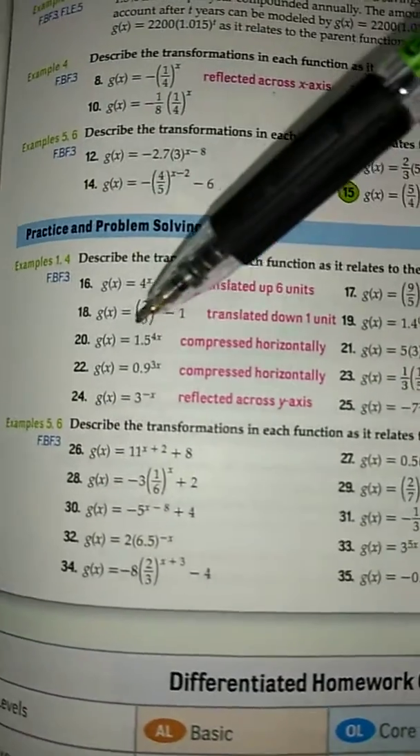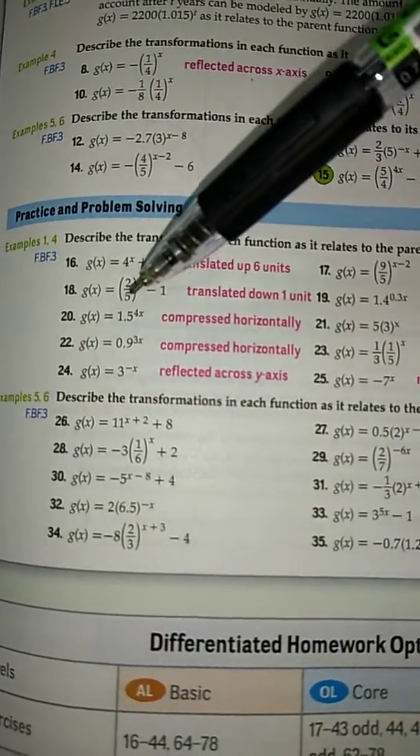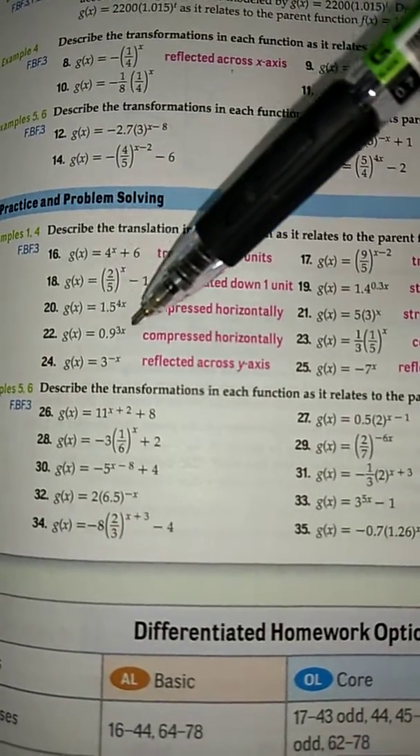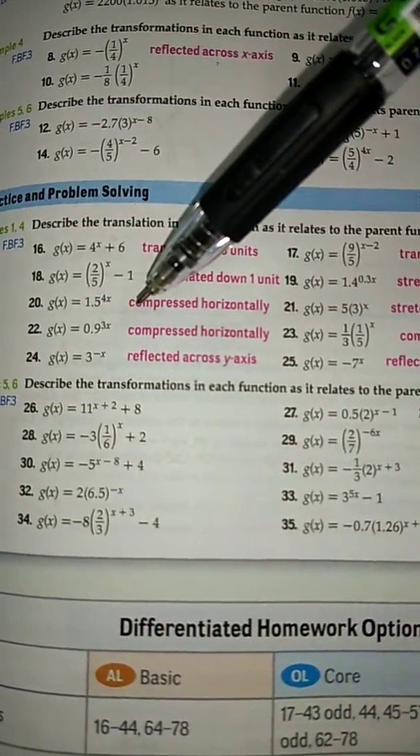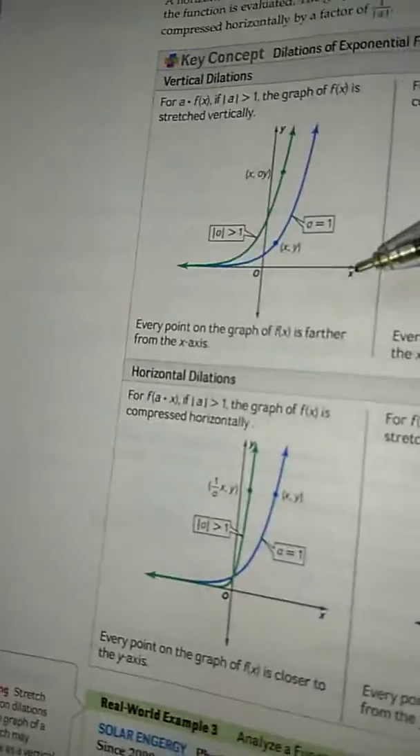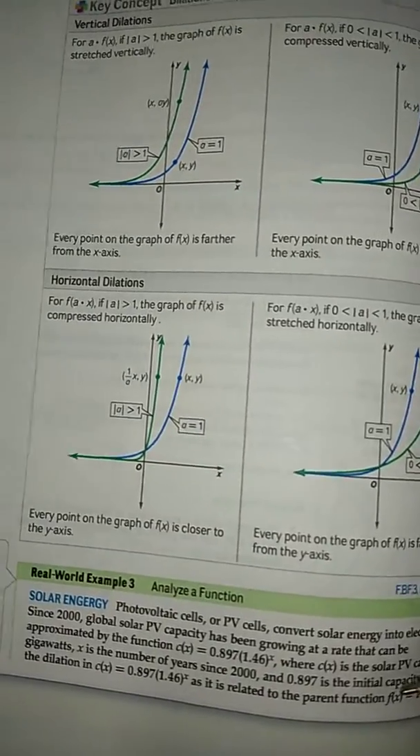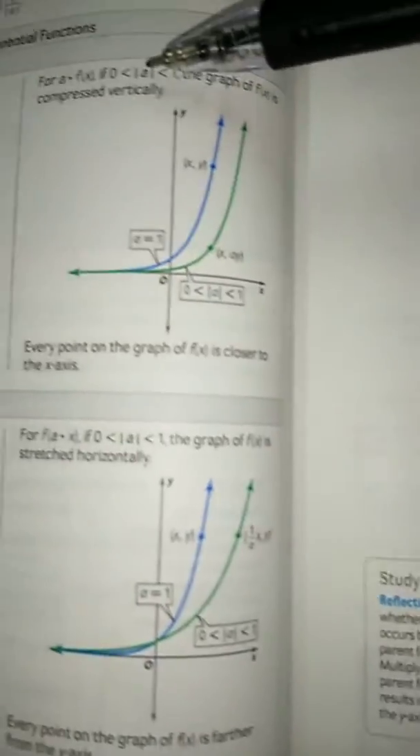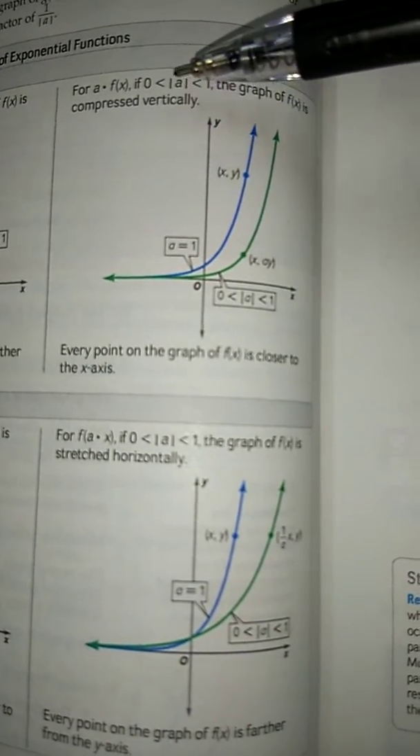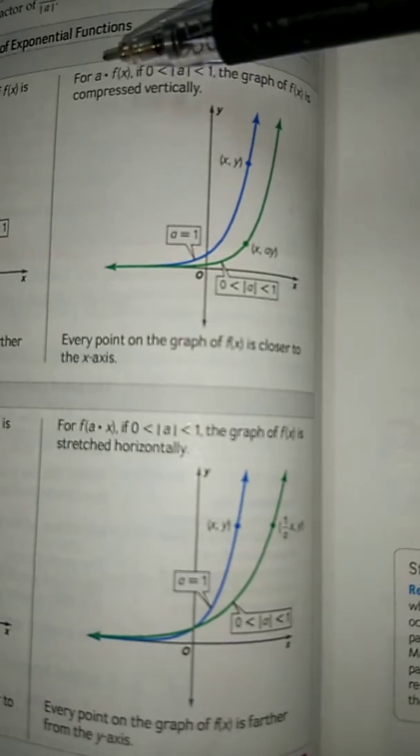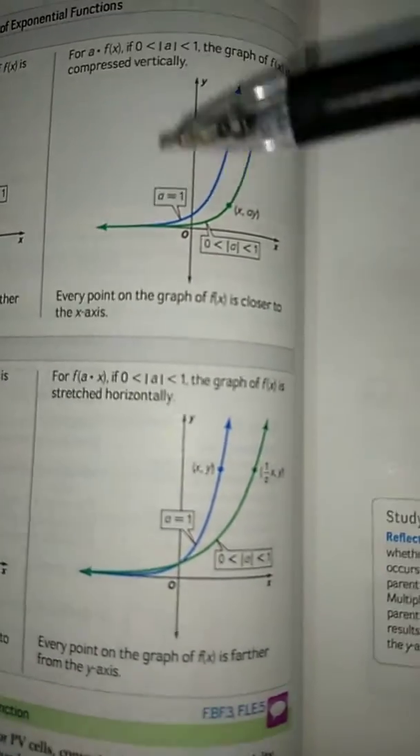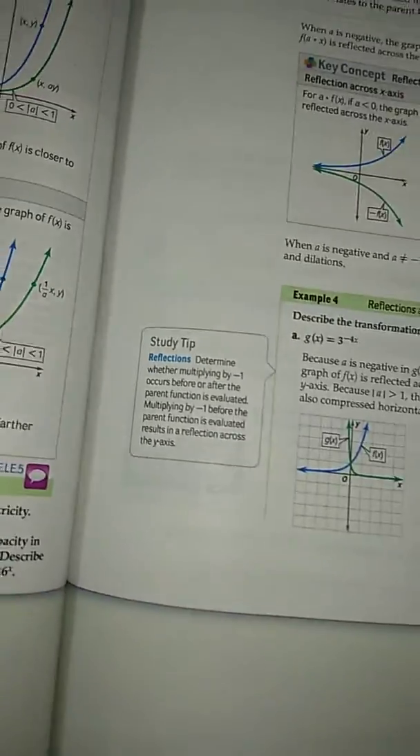And then you're going to look at other ways that it describes. This one is another translation. This one is going to be like a compression. So you want to look at it and say, what is causing that compression vertically? Compare that equation to this. When they talk about compressing it vertically, what is this A? Where is this A? So what's happening?